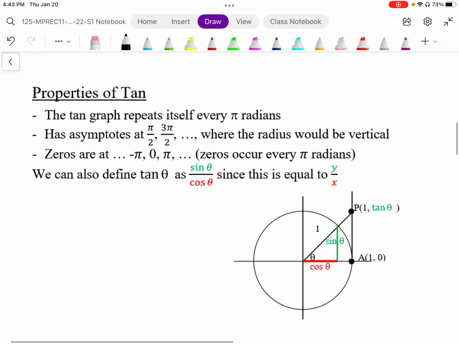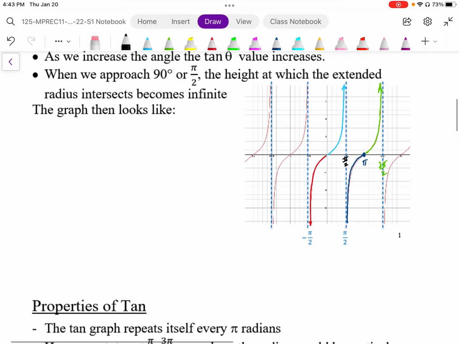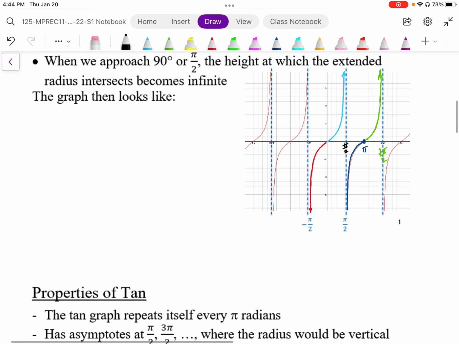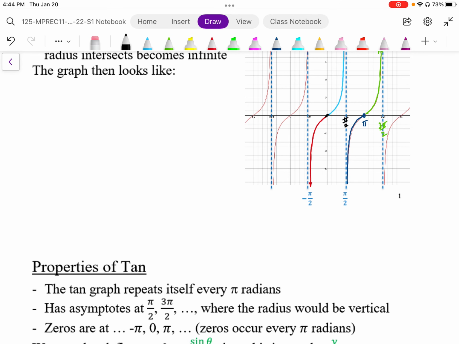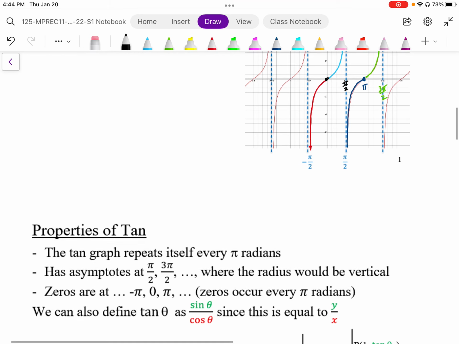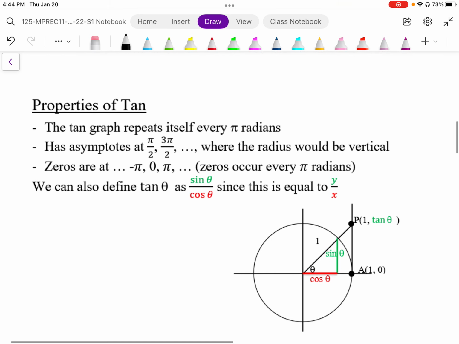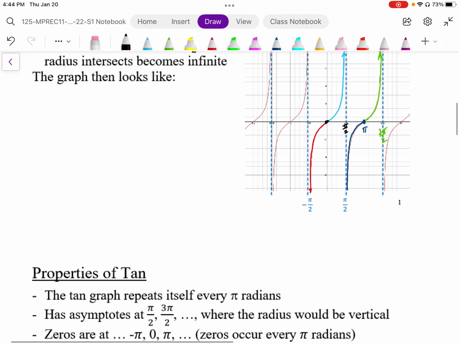Okay, so taking a look at the properties of tan, the property of tan is that it repeats itself every pi radian. So we have a period of pi. So our middle is going to be at 0 here, and it's going to go half a pi to the right, half a pi to the left, so the period is pi. The asymptotes are at pi over 2, 3 pi over 2, and they repeat every pi radian.